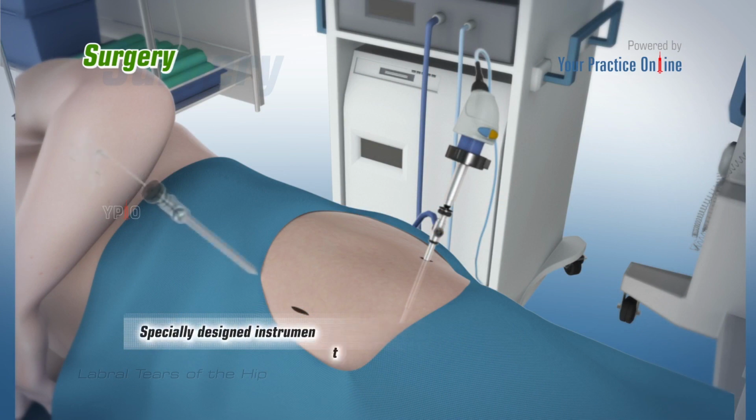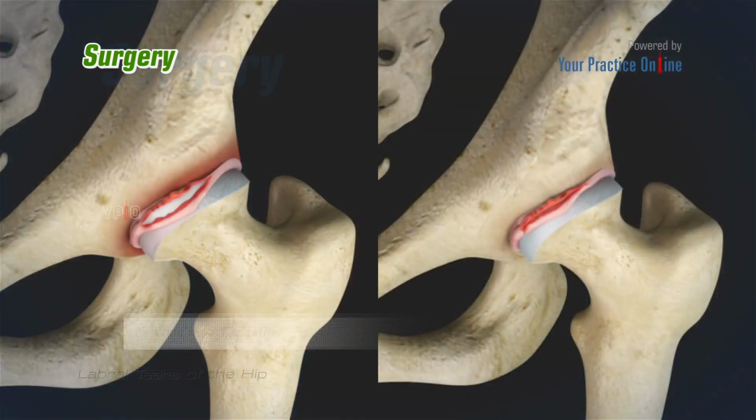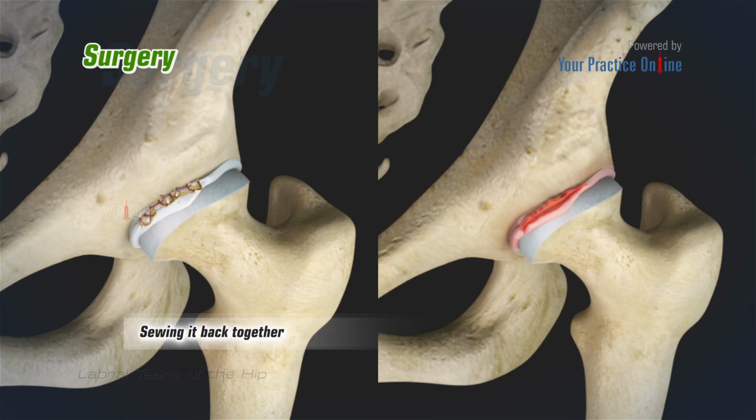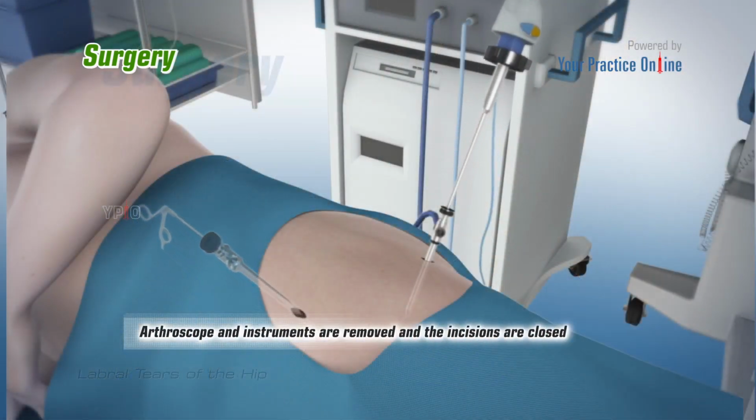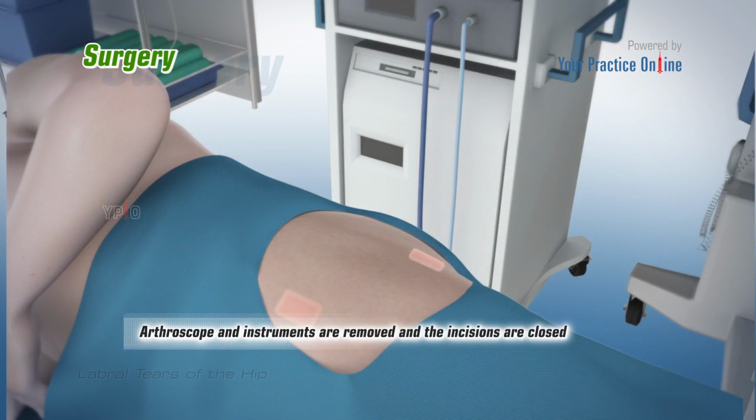A sterile solution will be pumped into the joint in order to have a clear view and room to work. Through the other incisions, specially designed instruments are inserted. Your surgeon repairs the torn tissue by sewing it back together, or removes the torn piece altogether, depending upon the cause and extent of the tear. After the completion of the procedure, the arthroscope and instruments are removed, and the incisions are closed.